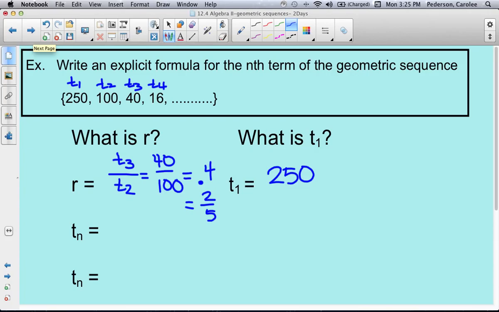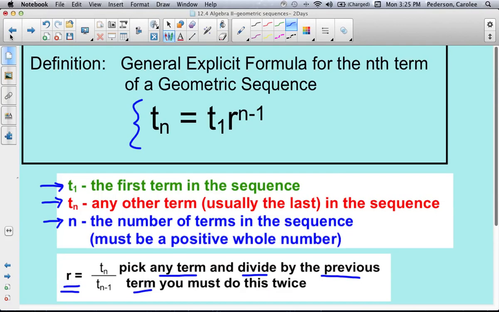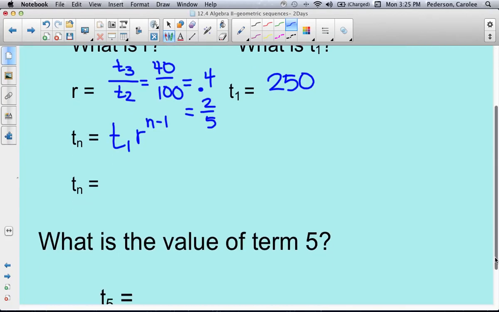Now we're set to do the explicit formula. So the explicit formula is back on this slide, right here. T sub n equals T sub 1 times R raised to the n minus 1. And now we're going to go ahead and substitute in the term 1, which is 250. The common ratio, either you can leave it as a fraction or leave it as a decimal. It doesn't matter. I'm just going to put it as a decimal. And then n minus 1. So there's your explicit formula.